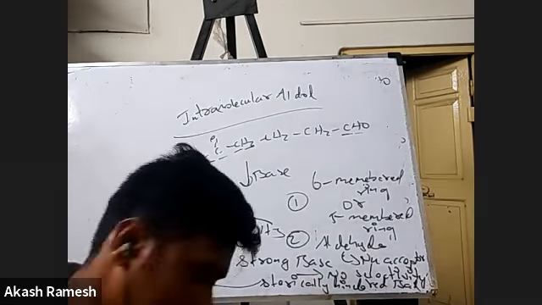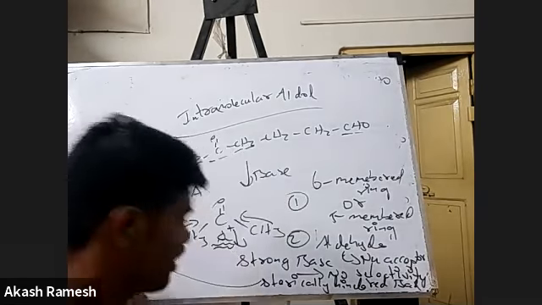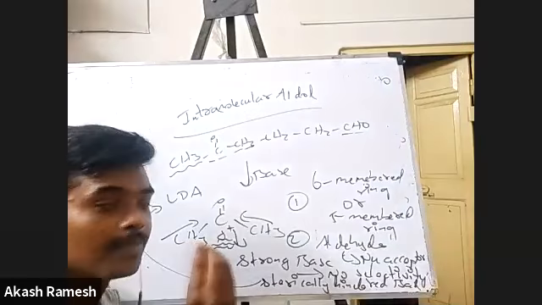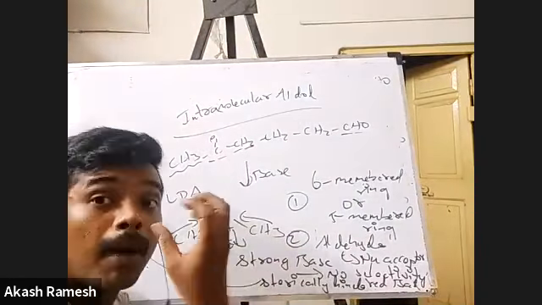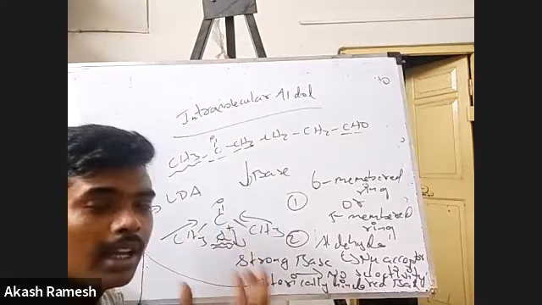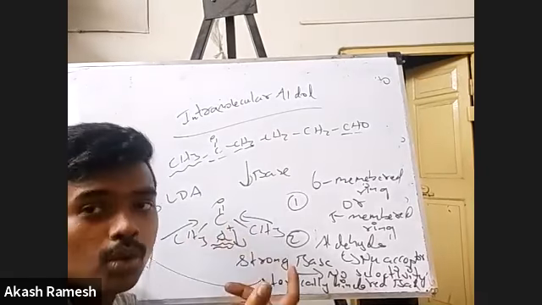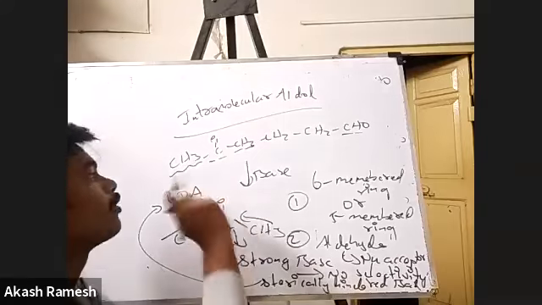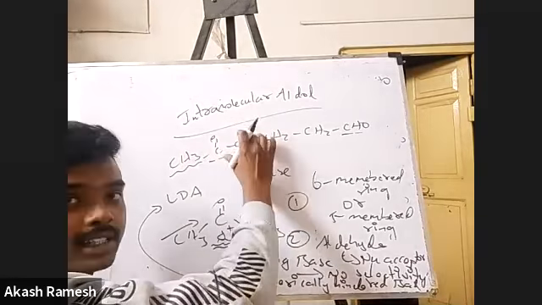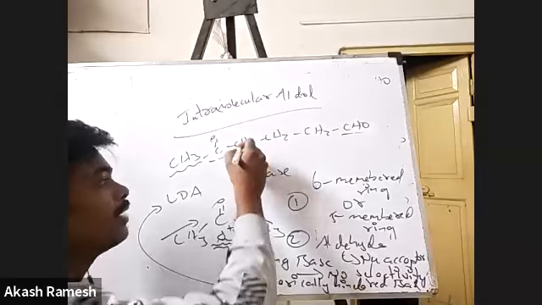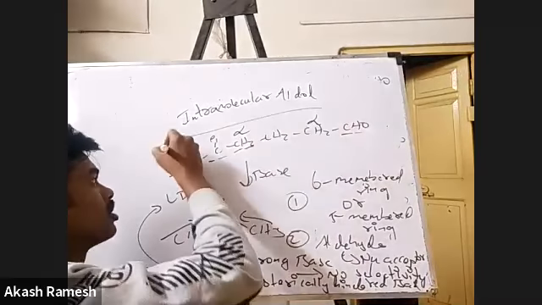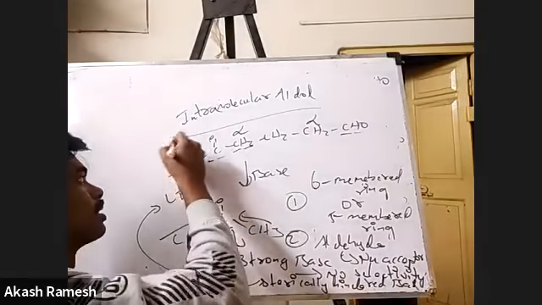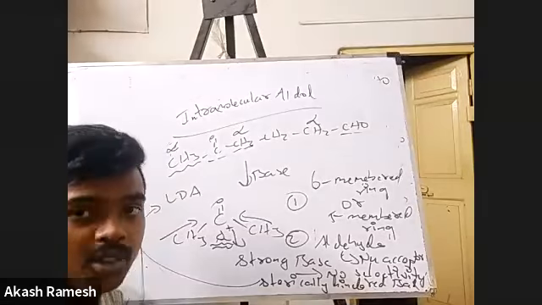Great. Okay, fine. Anyways, I'll tell you what LDA is in a few seconds. This LDA is a very bulky base. So what it cannot do is this: in this particular case, I have 3 alpha positions possible.